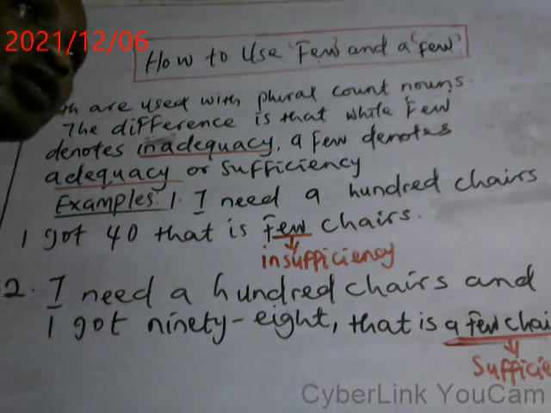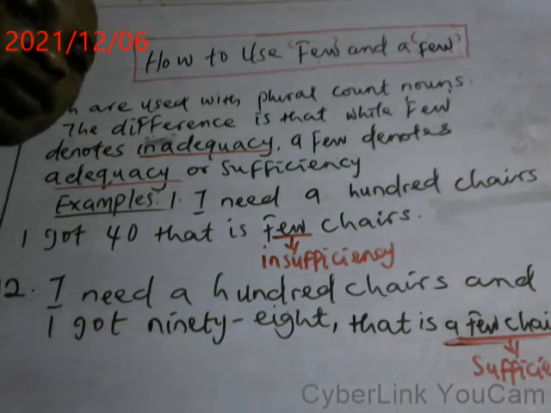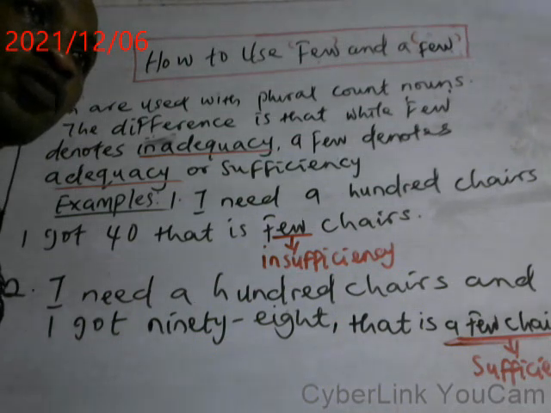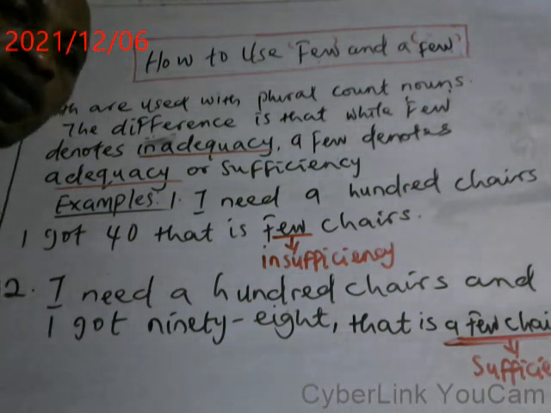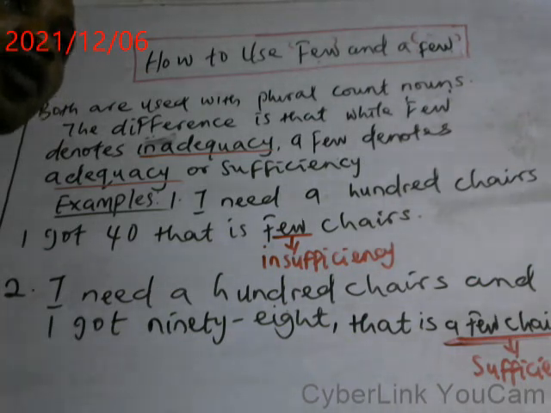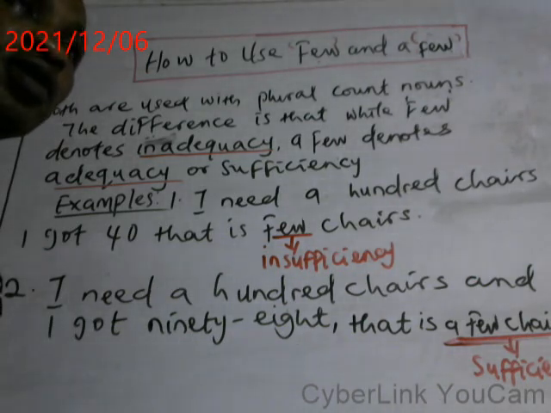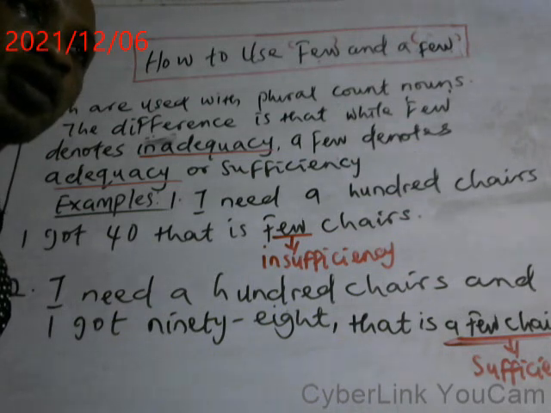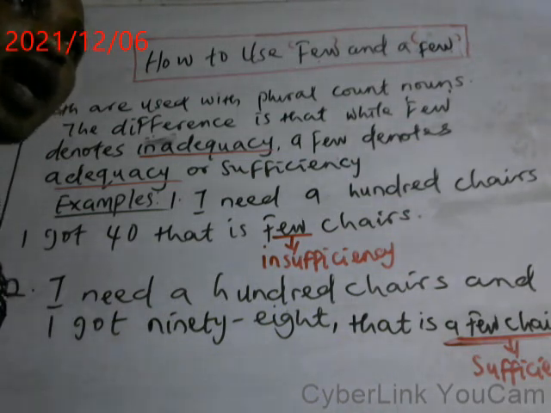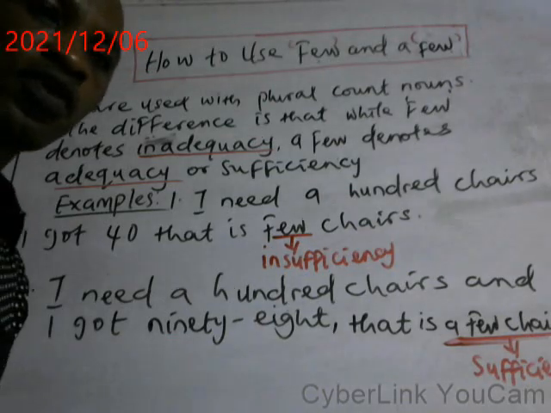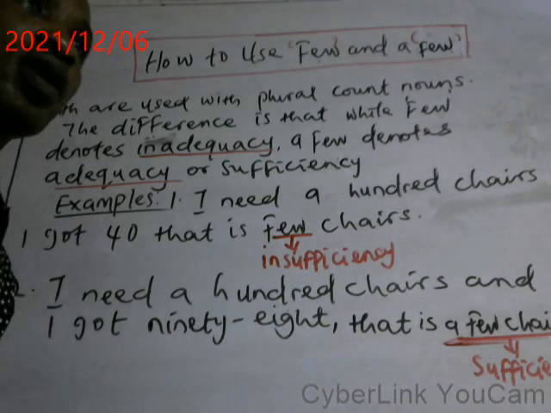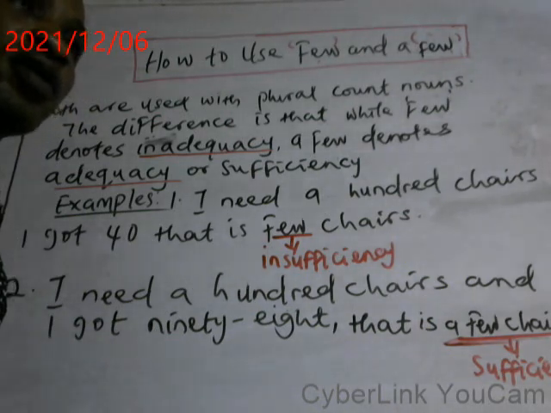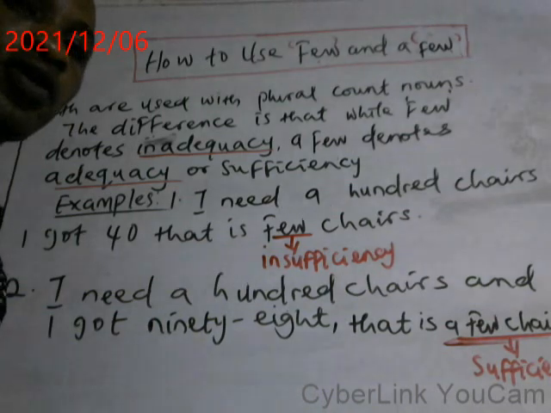Of course, you know what a countable noun is. A noun is said to be countable when it can be seen, it is visible, and can actually be counted. So when you have a noun that can be seen, that is visible, and at the same time can be counted, this is the type of noun that either few or a few work with. Now, let's move in and see the practicality of it.